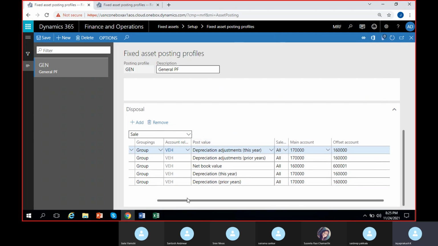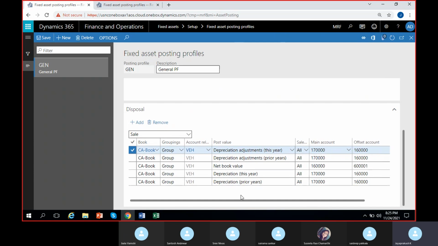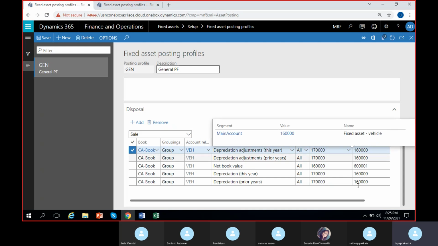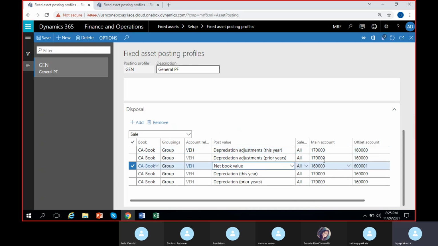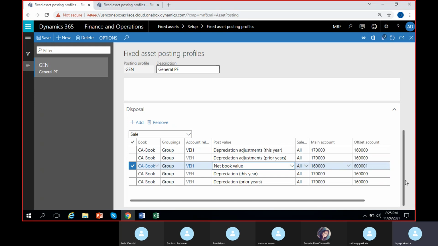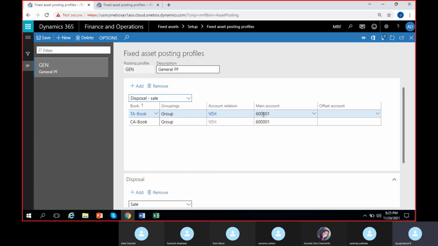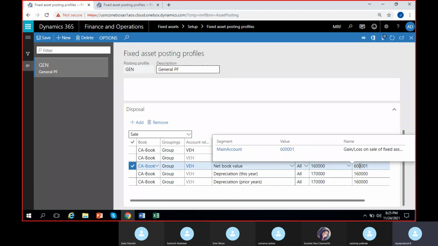So the key thing to remember is configuring these accounts. For depreciation and depreciation adjustment, they are the same accounts. Accumulated depreciation will be in the main account page, and on the offset account we have the fixed asset account. Coming to the net book value, you will give the fixed asset account in the main account in the debit page, and the offset account as the gain or loss on sale of fixed asset account. Here also you have to give the same account in the disposal sale main account as gain or loss on disposal of sale fixed assets account. Coming to here, we'll have this account as gain or loss on sale of fixed asset account.